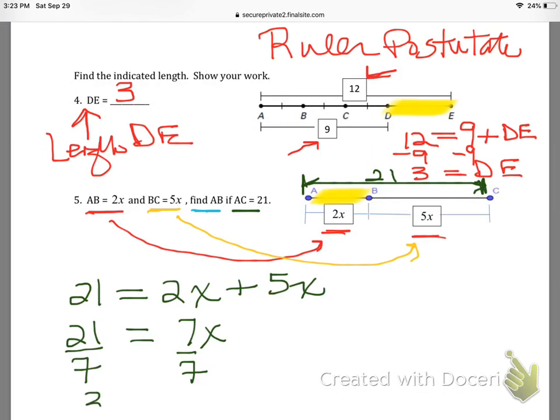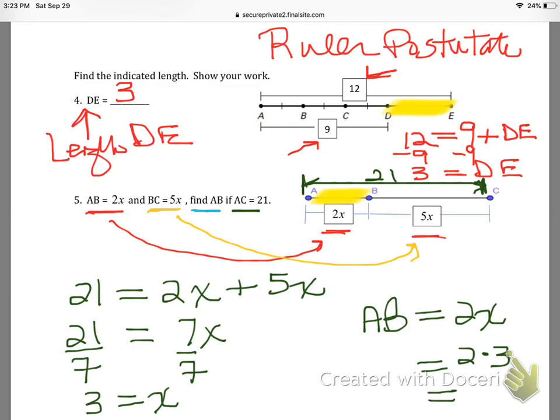So I end up getting 3 equals x, but I am absolutely not done because they don't want to know what x is. They want to know what is the length of AB. So I know from the information in the question that AB equals 2x. Now that I've solved for x, I know that AB equals 2 times 3, and 2 times 3 is 6, and that is my answer. So I know that AB equals 6.